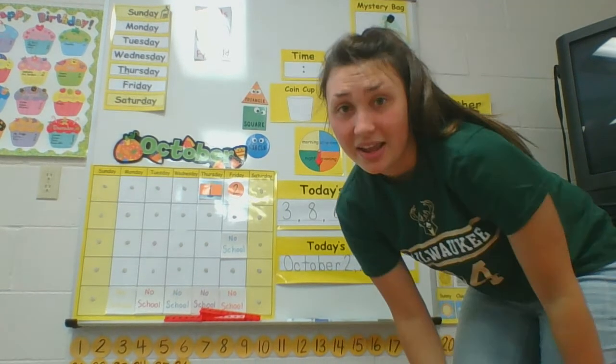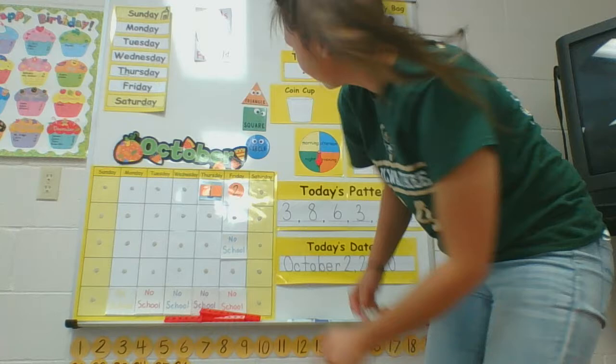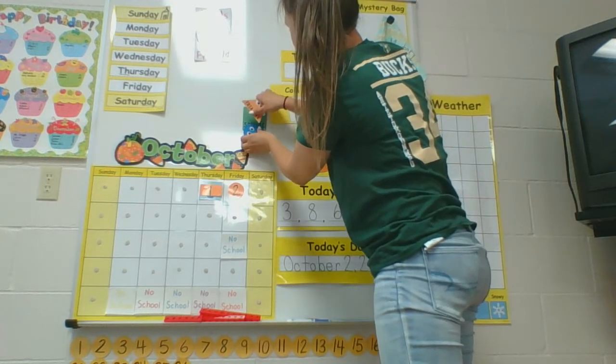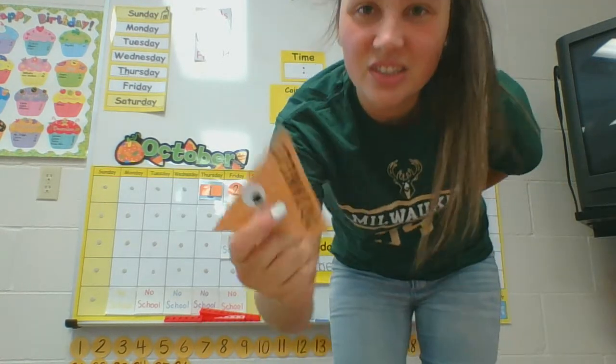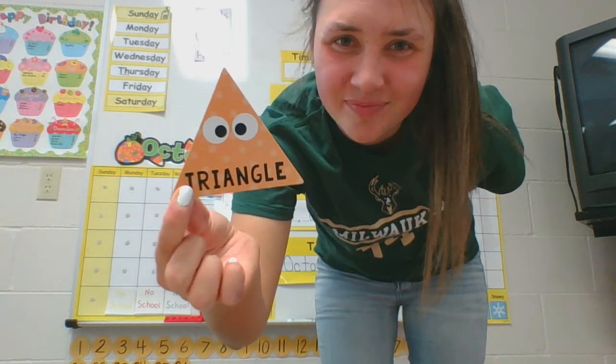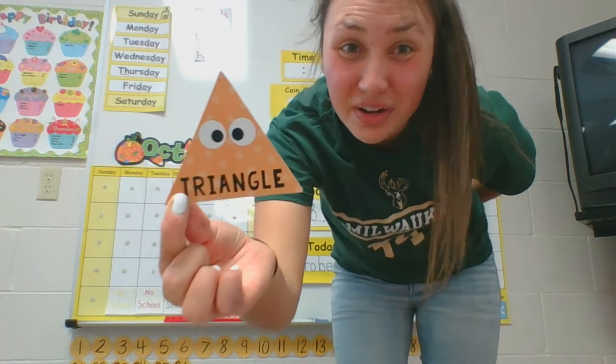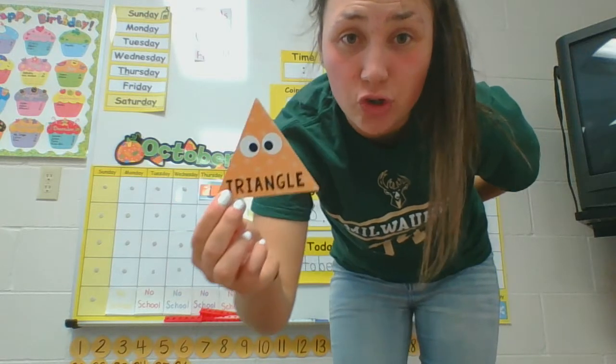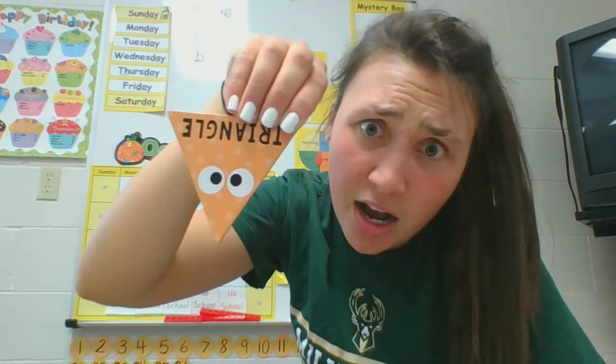Our last section today is going to be about the shapes, right? This orange shape right here, how many sides does it have? Yeah, 3 sides, which makes it a triangle. And remember, it's always a triangle whether it's like this, whether it's like this, whether it's upside down. It's always a triangle, right?